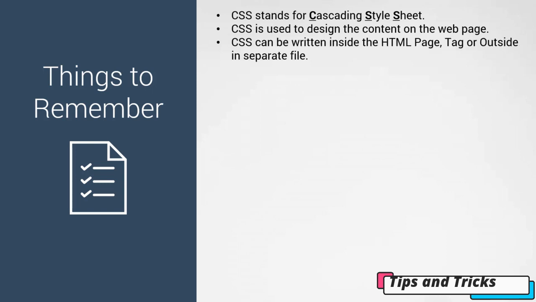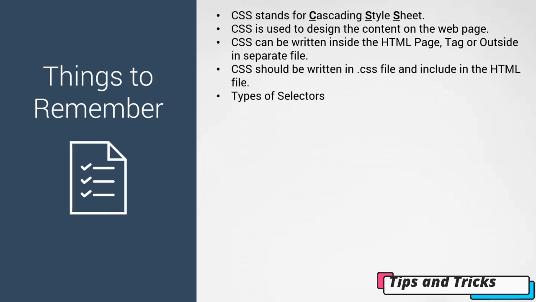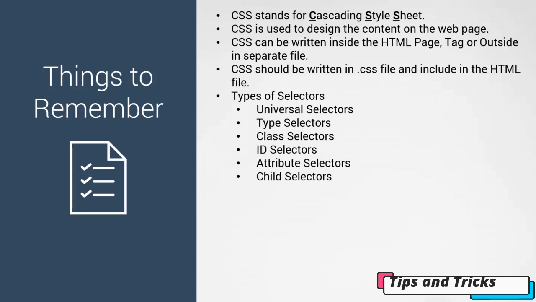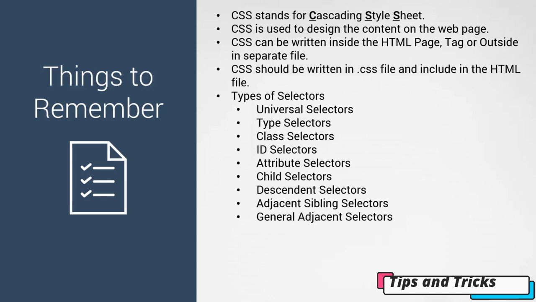CSS can be written inside the HTML page. You can write inside the tag or outside in a separate file. CSS should be written in a .css file, which you can include in the HTML file as well. Then we learned about types of selectors: universal selectors, type selectors, class selectors, ID selectors, attribute selectors, child selectors, descendant selectors, adjacent sibling selectors, general adjacent selectors. Well, we have seen all the selectors and we have worked through all the examples of this.